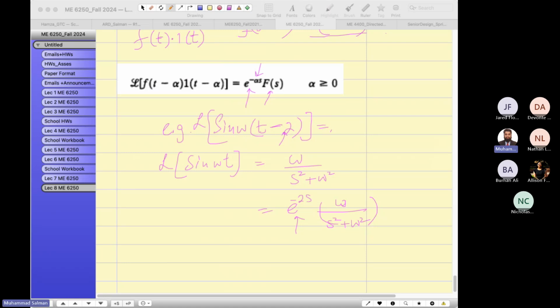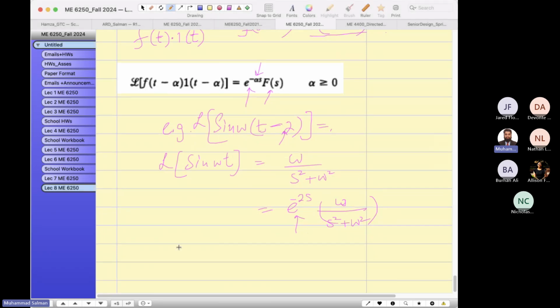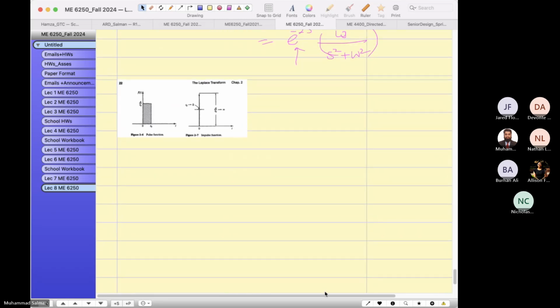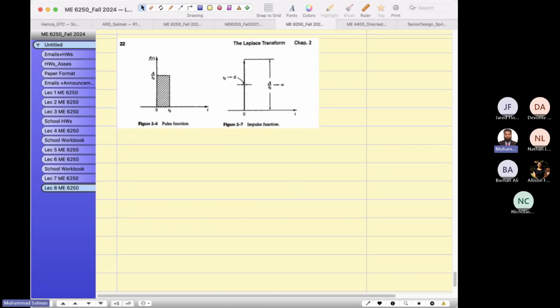Another thing I want to mention here, how do you take the Laplace transform of a pulse function and impulse function? So the way you can see that a pulse function, if you take a look, this is a unit step upward, and then over here it is unit step downward. If you add these two steps, you get a pulse function, correct?